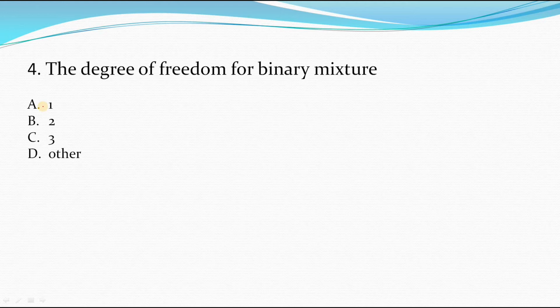Now the fourth one is the degree of freedom for a binary mixture is 1, 2, 3 and others. Others means 4, 5, 6 and 0. So what is the degree of freedom? Degree of freedom is F = C - P + 2.